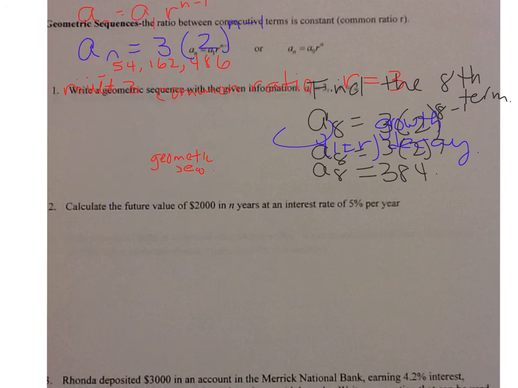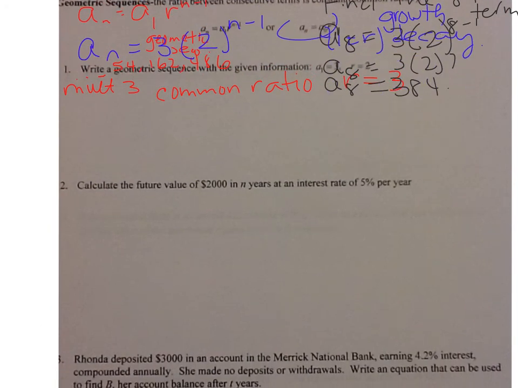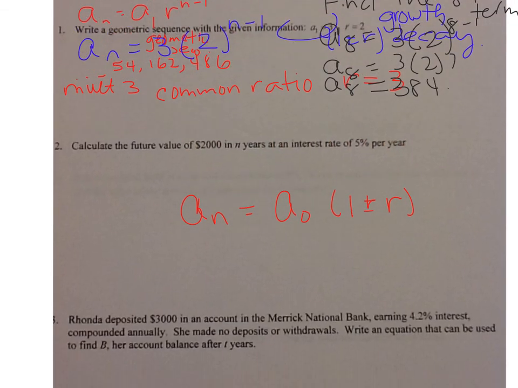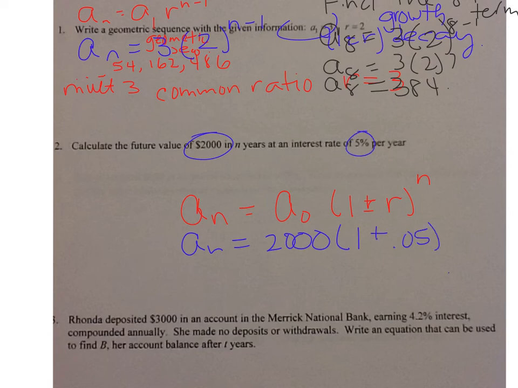Okay, so let's take a look at 2. It says calculate the future value of $2,000 in n years at an interest rate of 5%. So that's the one where you want to use a sub n is equal to a sub 0 times 1 plus or minus r to the n power. Since I'm using a sub n, it has to be n to the n power. Since it's a growth, it's going to be plus. So a sub n equals a sub 0, my initial investment, 2,000, times 1 plus 0.05, raised to the n power. So a sub n would be 2,000 times 1.05 raised to the n power.